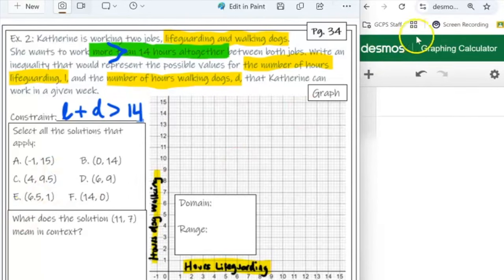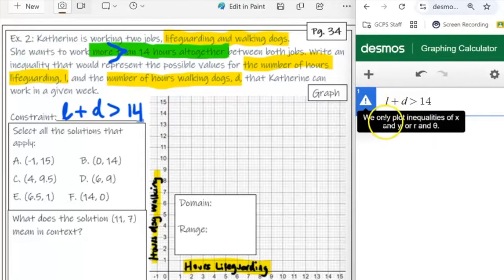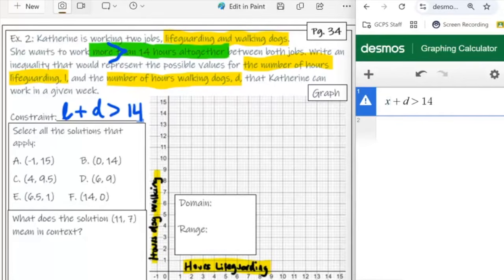Now that I know that, I can put that in the calculator. And as soon as I put L plus D is greater than 14, I can already see an error has appeared. And that's because we only plot inequalities of X and Y. Okay, so my first one is going to be X, my second one is going to be Y. So you just have to remember which is which. So X is going to be lifeguarding and D is going to be Y.